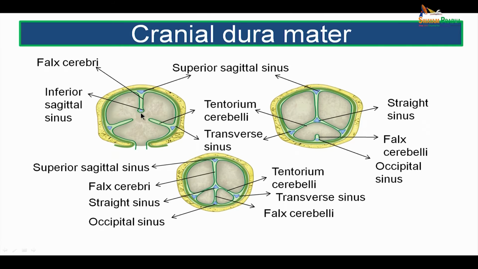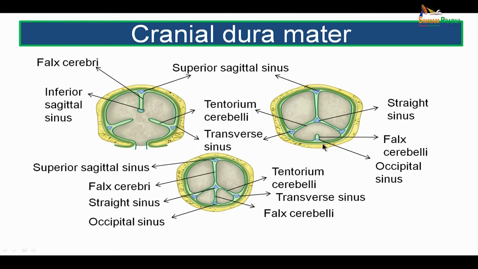This dural fold is the falx cerebri, which lies in the median longitudinal fissure of the brain tissue. These areas where the two layers are separated give rise to spaces within which the dural venous sinuses are placed. Thus, we can see the falx cerebri here. We can also see the tentorium cerebelli.